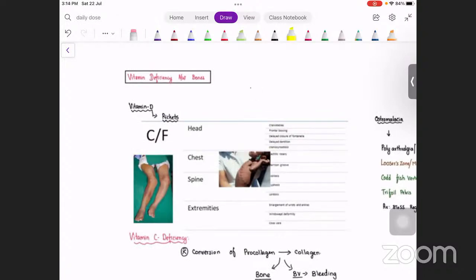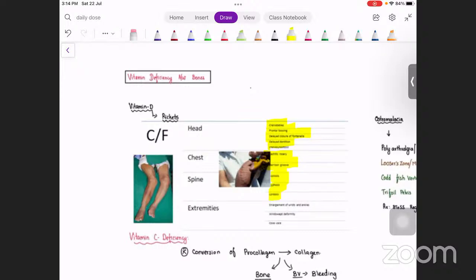The head shows craniotabes, and you have frontal bossing of the skull, delayed closure of the fontanelle, delayed dentition, and craniosynostosis. Then you have the chest. In the chest, you have the rachitic rosary, Harrison groove, and vertebral curvature anomalies like kyphosis, scoliosis, lordosis, and so on.